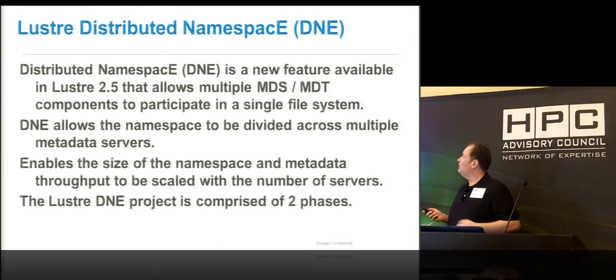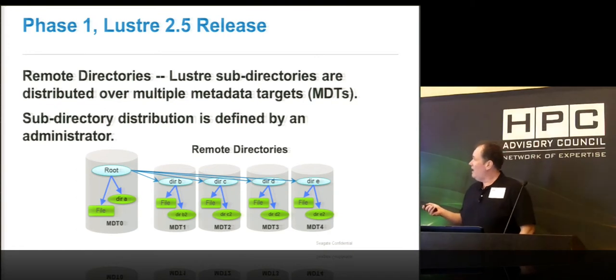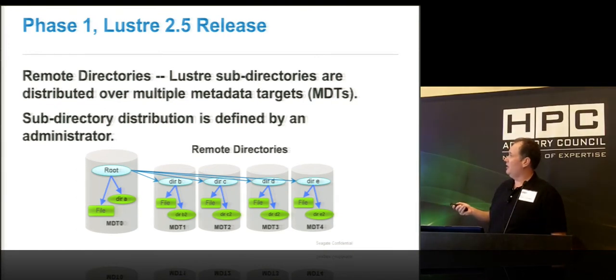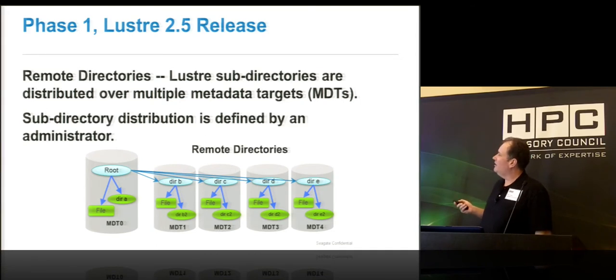The first phase was in the Lustre 2.5 release, and that was to be able to have remote directories. So you'd have your main metadata server here. We're going to keep the root on him, but we can also have additional metadata servers. We'll call them DNEs, but they're just metadata servers that are remote to this main root metadata server. And each one of these can be, in this case, a failover pair. Think of these as a box of two metadata servers, and so they're a failover pair unto themselves, as are these.